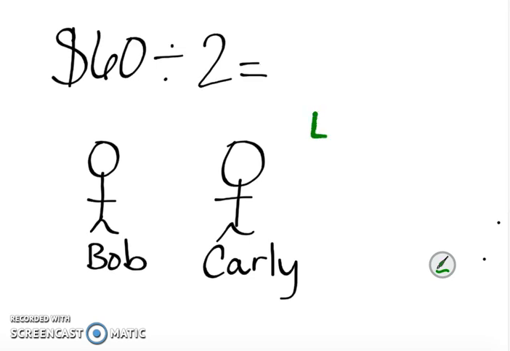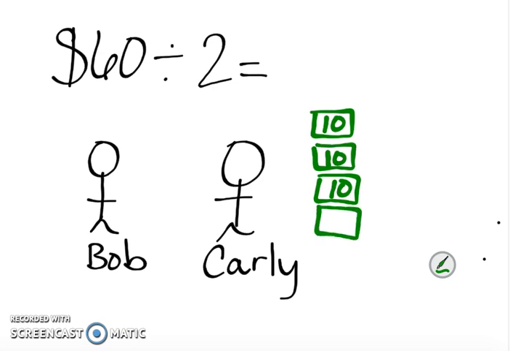Okay, I have my $10 bill here, 20, 30, 40, 50, and 60. Okay, I have $60 split up into tens. I need to split them evenly because dividing means you're putting it into equal groups.